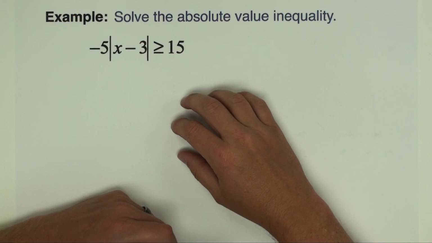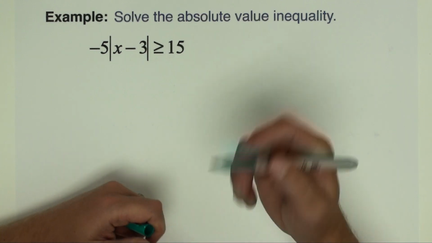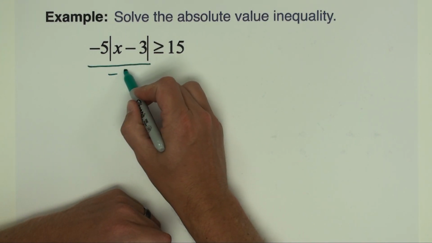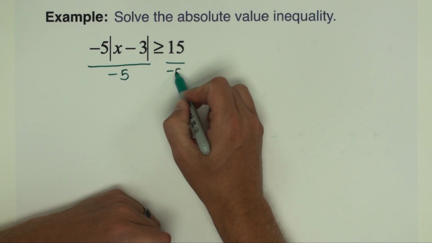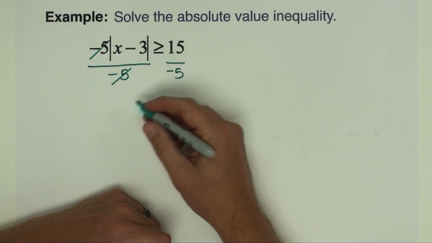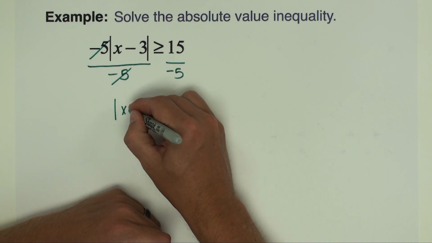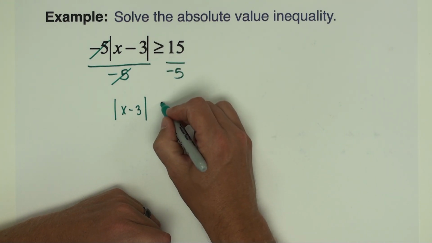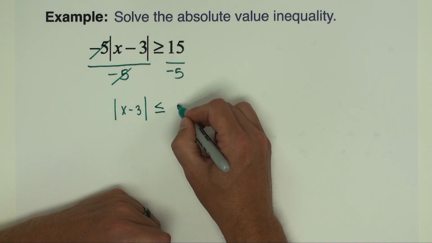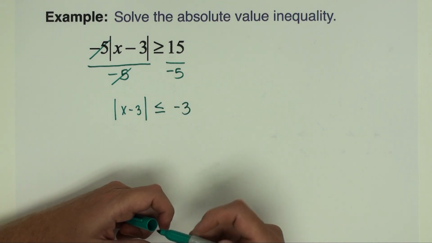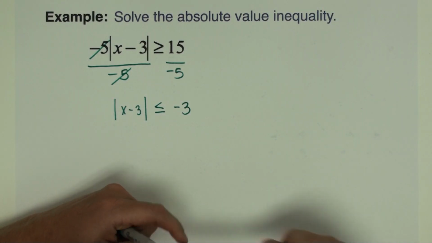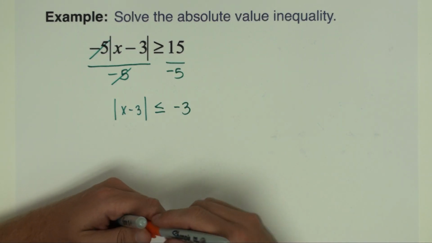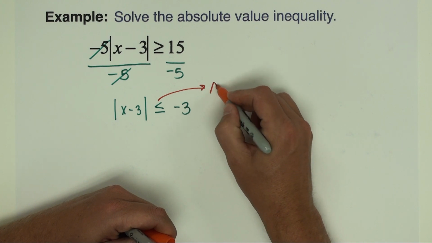Okay, our final example problem. I am going to begin by getting the absolute value by itself, so we are going to divide both sides by negative 5. So that gives us the absolute value of x minus 3. Remember, when you divide by a negative with inequalities, you change direction. So now we're less than or equal to negative 3. So what started as a greater than and looked like an or statement is actually a less than. So this is going to be an and statement.